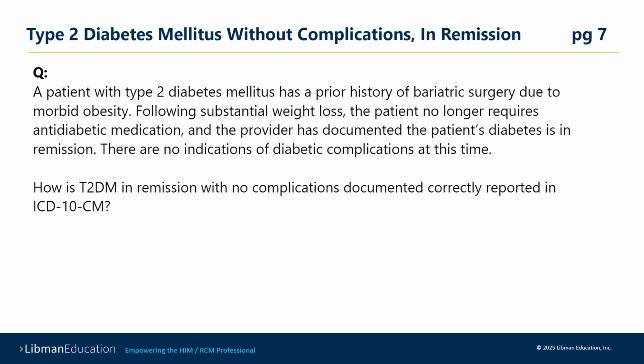Our next question regarding type 2 diabetes mellitus without complications in remission: a patient with type 2 diabetes mellitus has a prior history of bariatric surgery to address morbid obesity. Following substantial weight loss, the patient no longer requires anti-diabetic medication, and the provider has documented that the diabetes is currently in remission. There are no indications of diabetic complications at this time.